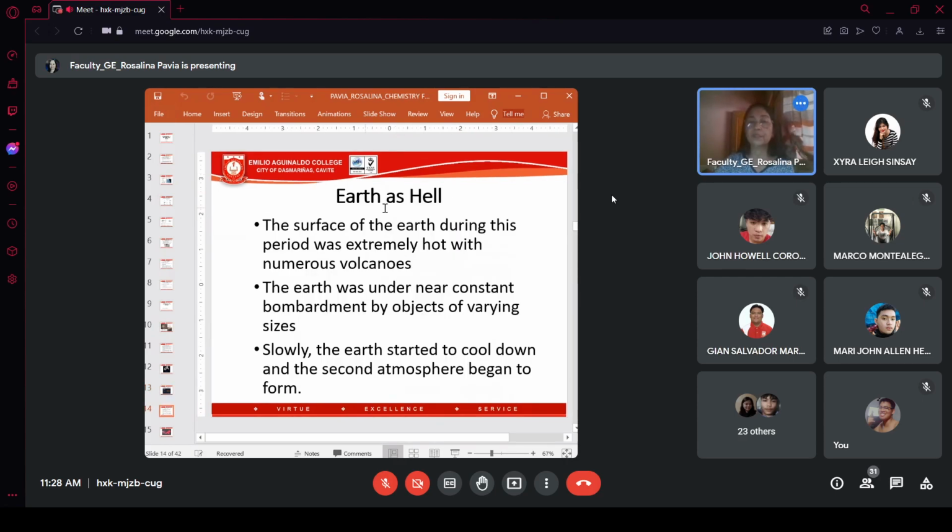Now, before, the Earth is considered to be hell because that time it was very hot. The surface of the Earth during this period was extremely hot with numerous volcanoes. Maraming mga volcanoes pa before. The Earth was under near constant bombardment by objects of varying sizes. Now, slowly, the Earth started to cool down and the second atmosphere began to form. So take note, yung first atmosphere consisted of helium and hydrogen only na nag-escape din nawala. So the development of the second atmosphere began.